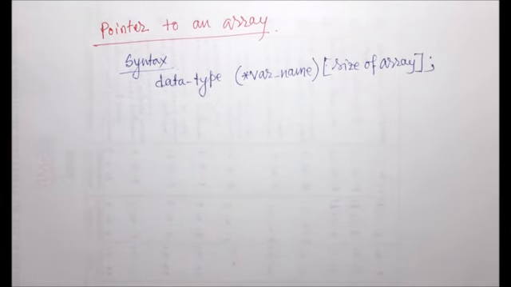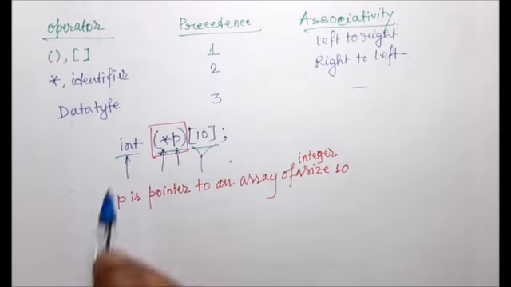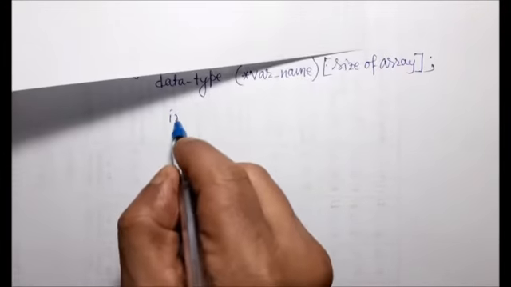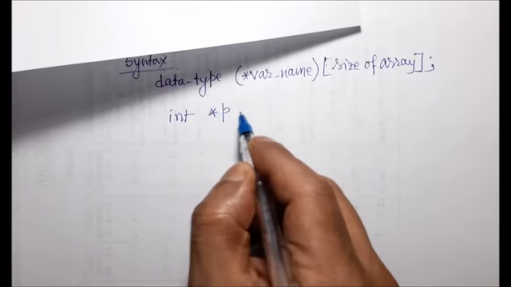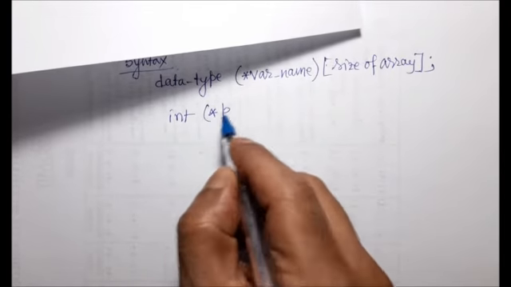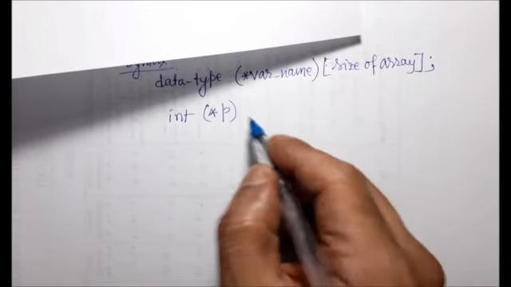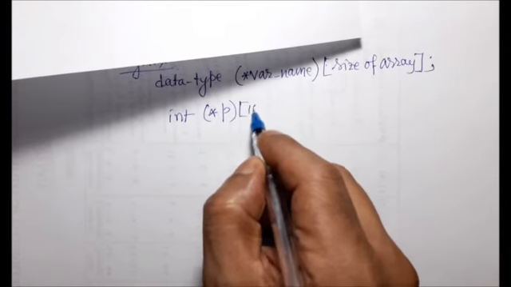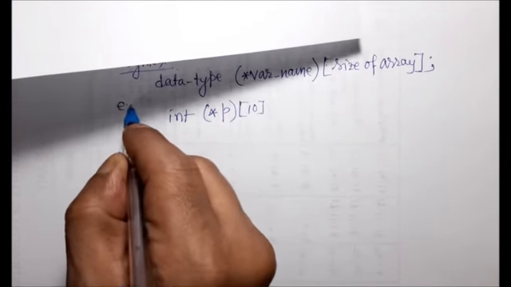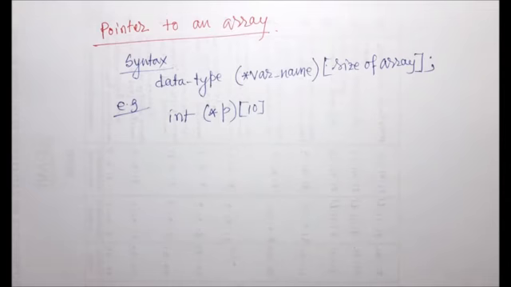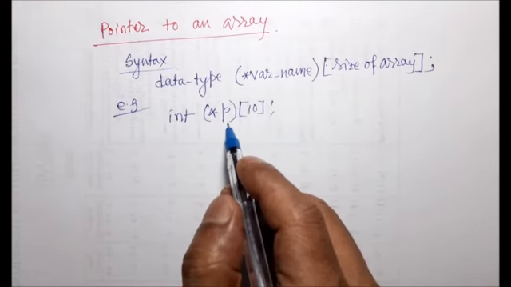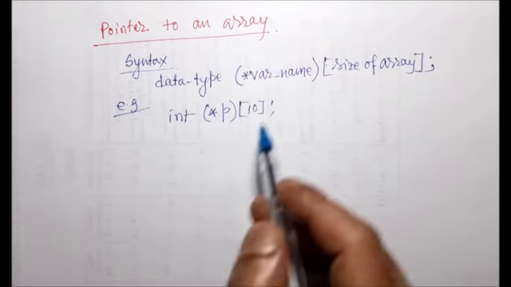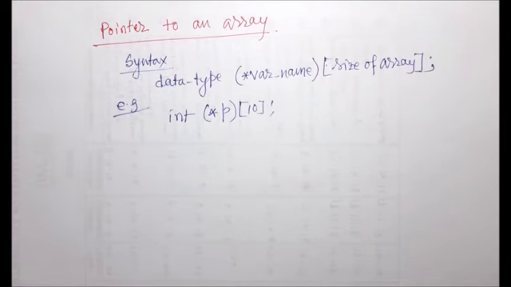So let's consider the first one. I have just mentioned int is a data type, and star p is a variable name. Then within brackets, and then size 10. So it is one example of a pointer to an array. Right? So here p is a pointer to an array of integer of size 10, right?